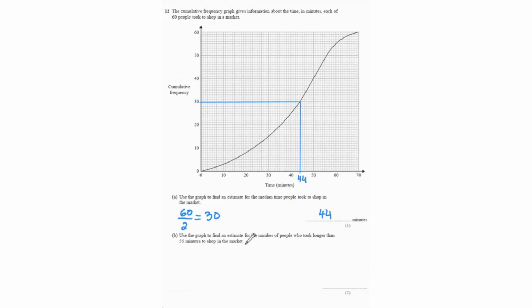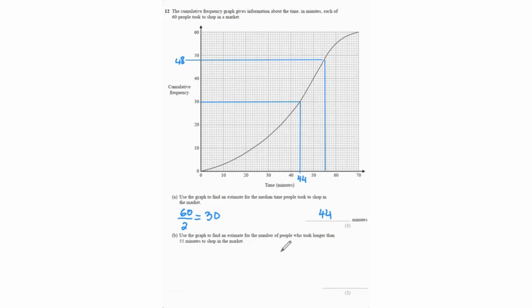Then it says use the graph to find an estimate for the number of people who took longer than 55 minutes to shop in the market. So same thing. We draw a line from 55. And that comes at 48.